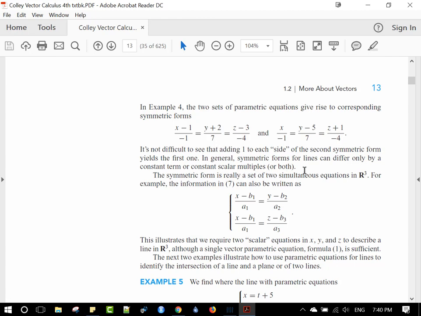So then the symmetric form is more or less unique, not exactly unique because they can differ by a constant or differ by a multiple, but except for that they're unique, or to that degree they're unique.